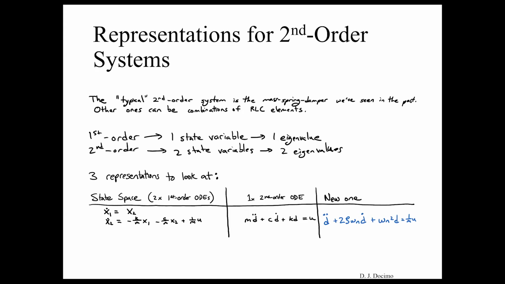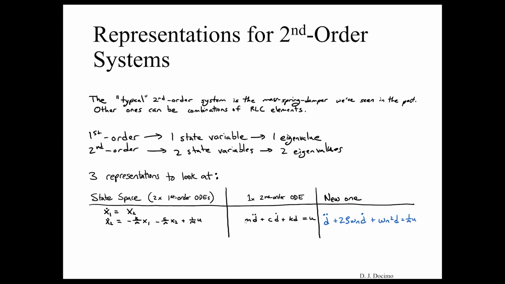As an alternative, we have one second order ODE. So if we combine all those terms together, we would have m d double dot plus c d dot plus k d is equal to u. And now we're going to have a new representation. So we're going to divide by that m and rename a lot of these terms in the middle here. So we're going to have d double dot plus 2 zeta omega n times d dot plus omega n squared times d is equal to 1 over m times u.